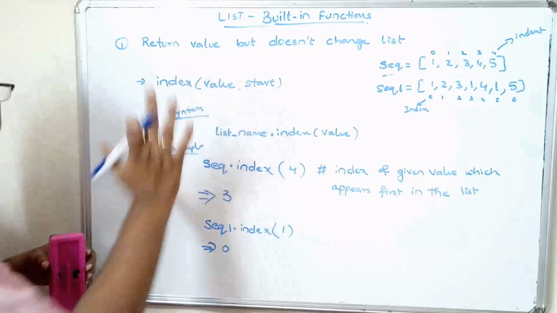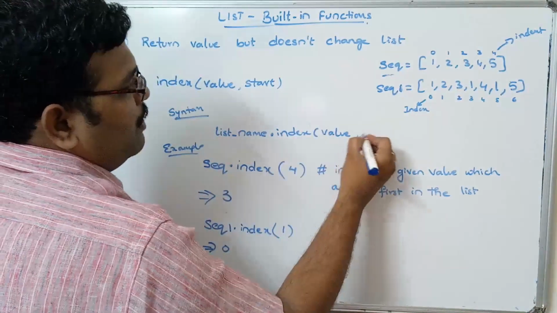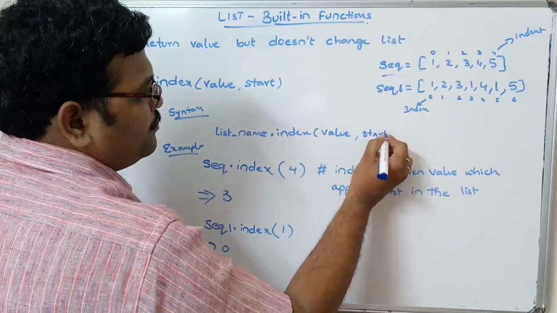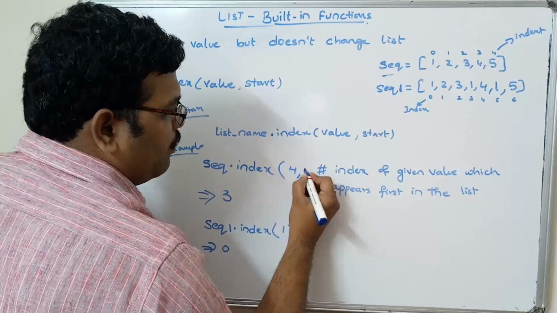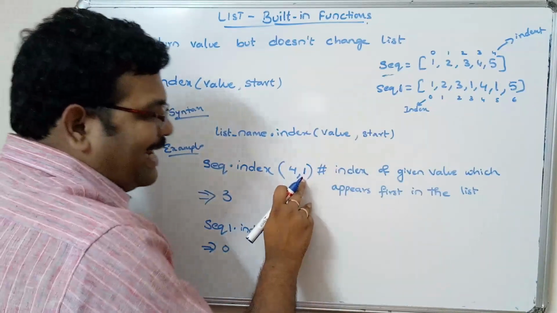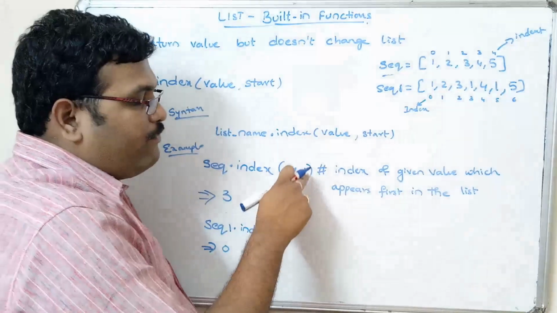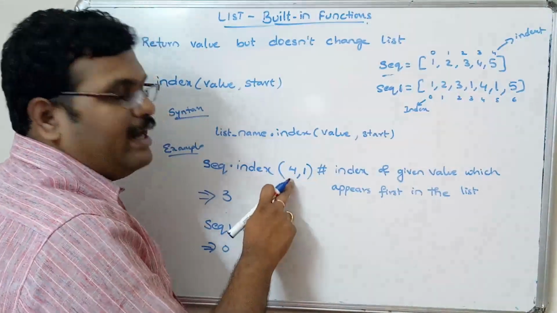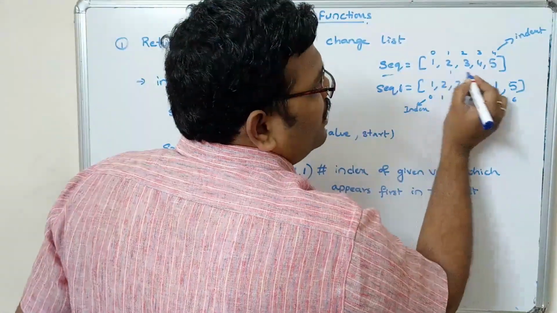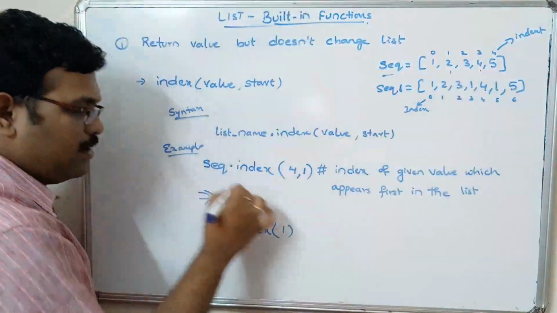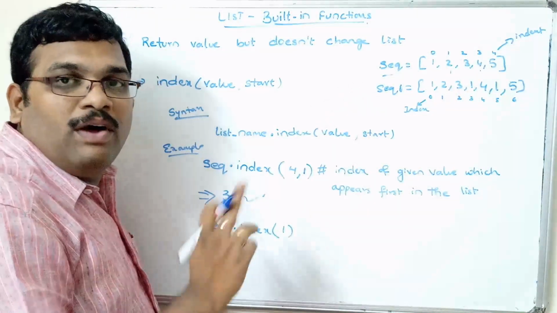So that is a start. See, here also it is the same: value comma start. For example, here let us take 4 comma 1. So the starting index value is 1. It will consider the starting index value as 1, and from the index position 1 it will find the index for value 4. From the index value 1 it will find the position of 4, that is 3. This is obviously perfect because 4 is not repeated, only one value.